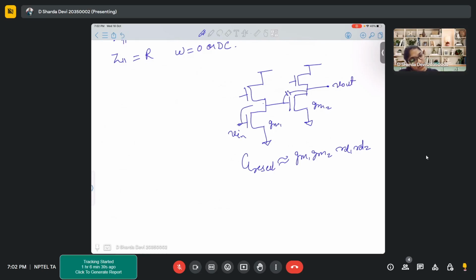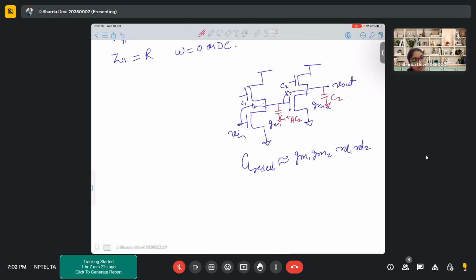So C1 is on the input side. Output of the first one is C1. Output of the second one is C2. So let's say this is capacitor C1. How did we solve it? This C2 will come here. C2 is already there on the output side, and C1 is already there on the input side. Between the two, you will get C1 plus A times C2.